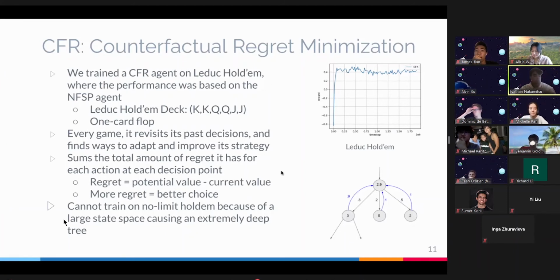In this case, more regret is actually a better choice. This is because regret is the potential value minus the current value, and we want to maximize this. So therefore, we want to choose actions with more regret more often in the future. However, we couldn't train this model on no limit hold'em because there was a really large state space, which created a really deep tree.